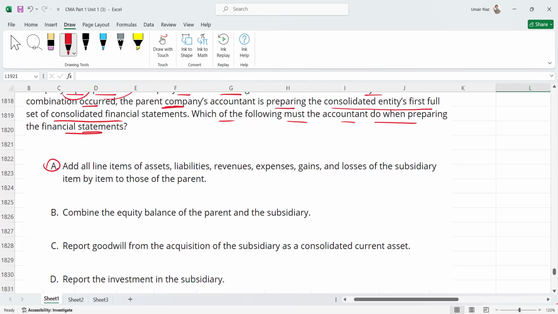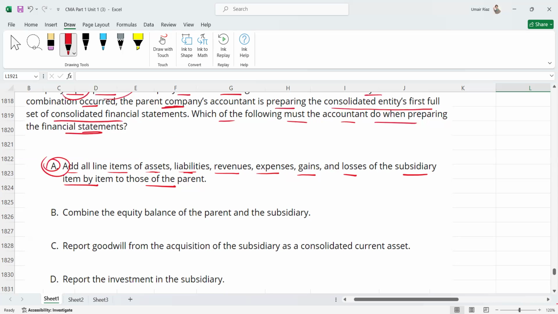Number one, they're saying add all line items of assets, liabilities, revenues, expenses, gains, and losses, including other comprehensive income of the subsidiary item by item to those of the parent. Yes, actually it is correct. But if there are intra-entity transactions, those should be eliminated, guys, when you're adding assets, liabilities, revenues, expenses, gains, losses, and OCI items of parent and subsidiary. So this is actually the correct statement. Okay, now let's have a look.